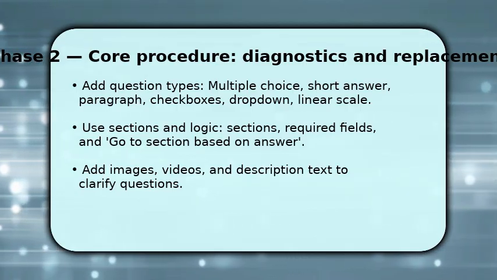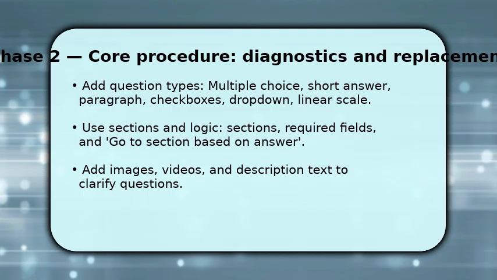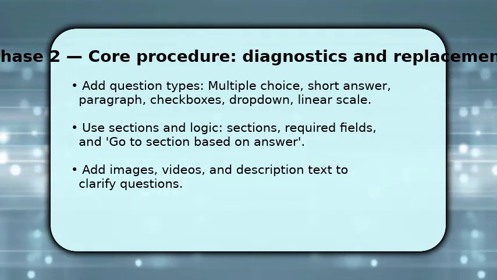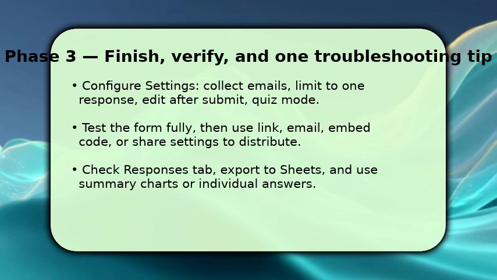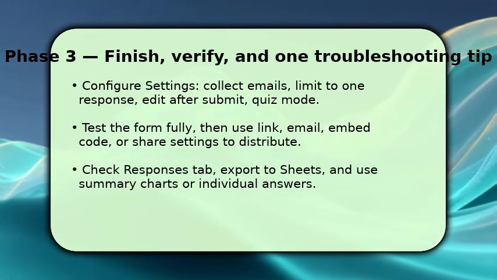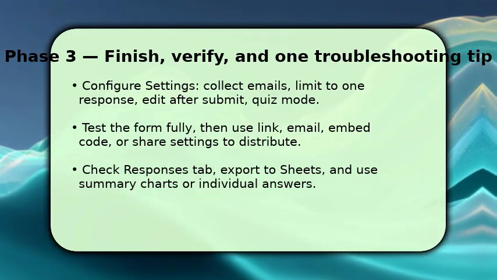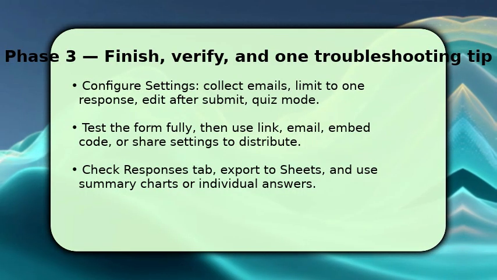Once your question flow is logical, preview and test each branch to confirm respondents land on the right follow-up sections. Finish by opening settings. Choose whether to collect email addresses, limit to one response, allow editing after submit, or enable quiz grading. Each choice changes respondent behavior.